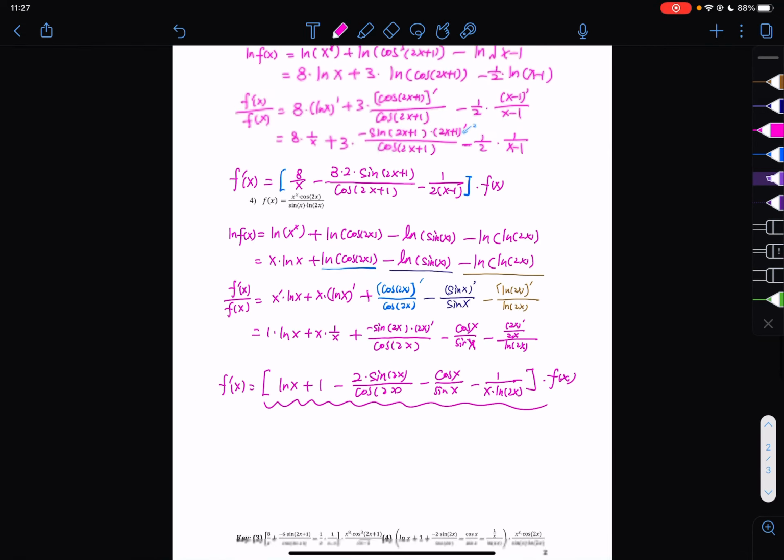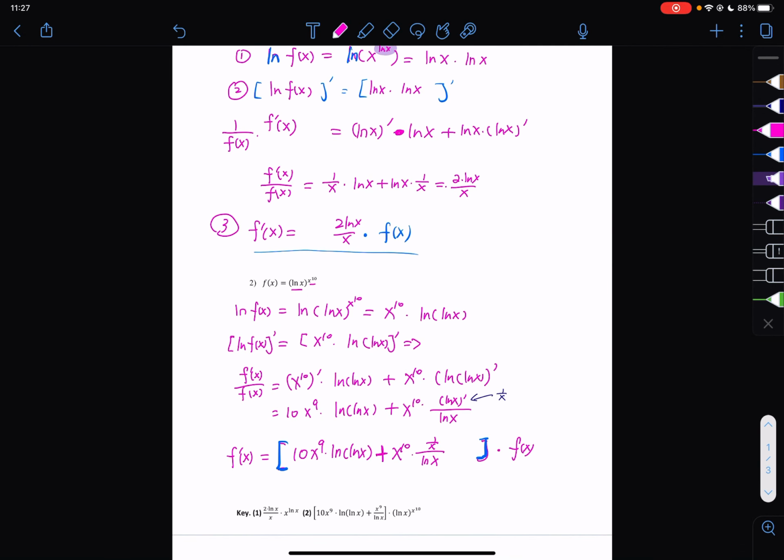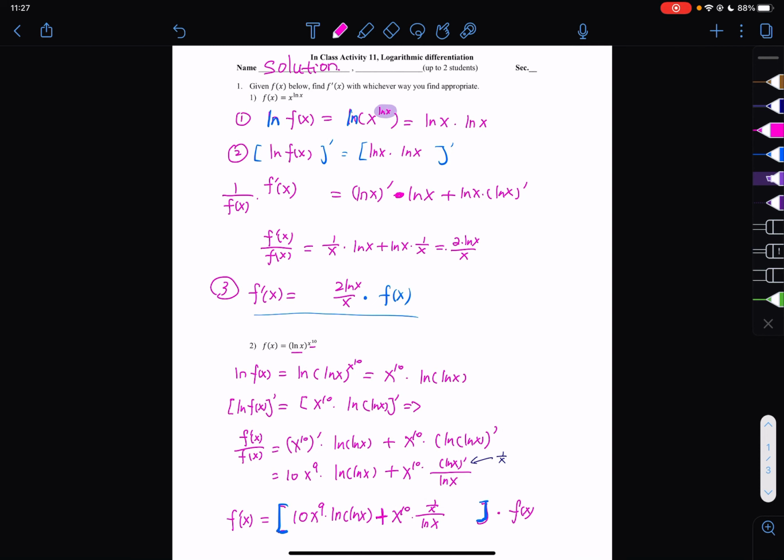Okay, so hopefully you had a chance to go over those problems without listening to my hint and work those out correctly. So that means you have a good understanding of logarithmic differentiation.